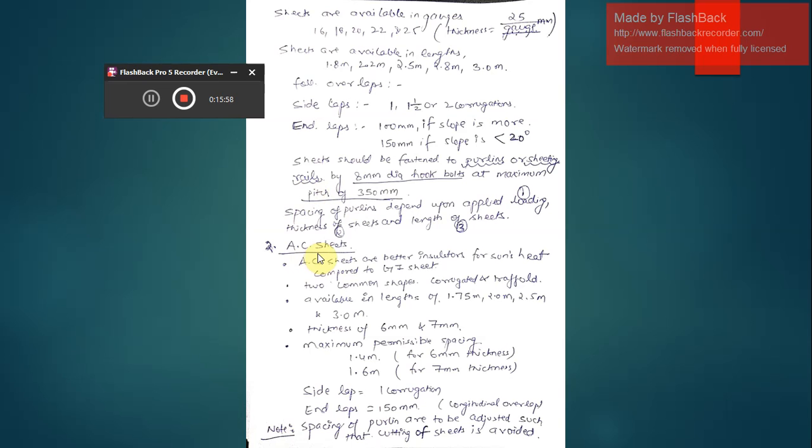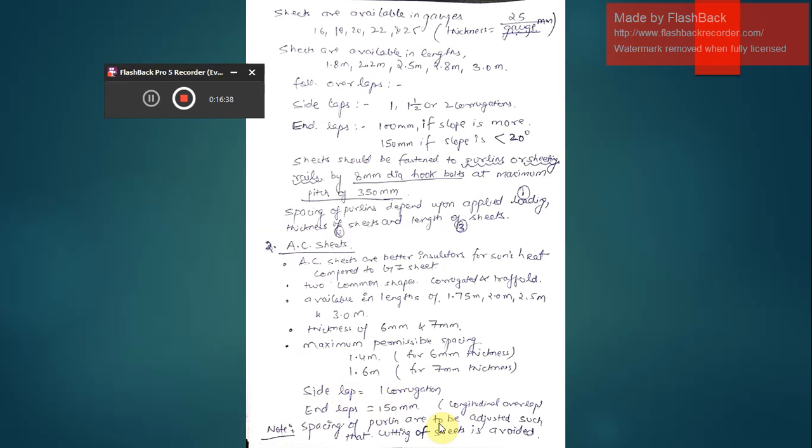Next comes the AC sheets, or asbestos cement sheets, which are better insulators for the sun compared to GI sheets. Two common shapes are available, corrugated and trapfold, which is somewhat triangular in shape. These are available in lengths of 1.75 to 2.53 meter. The thicknesses available are 6 mm and 7 mm. The maximum permissible spacing for AC sheets is 1.4 meter if we are using 6 mm thickness sheets, and 1.6 meter if 7 mm thickness sheets are used. Side lap is one corrugation and end lap is similar, a 150 mm longitudinal overlap.